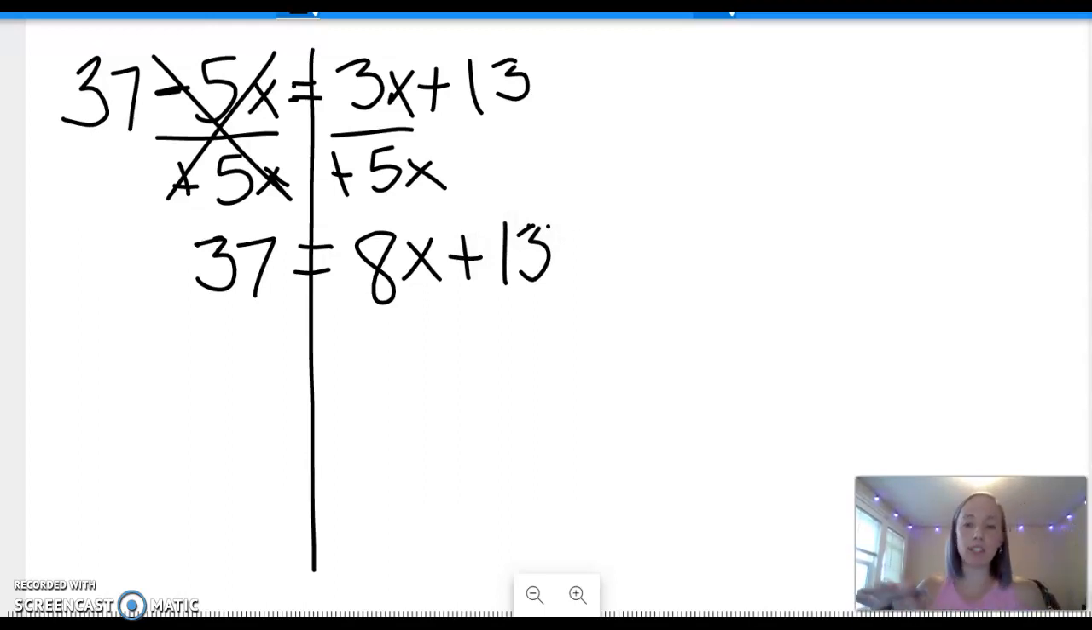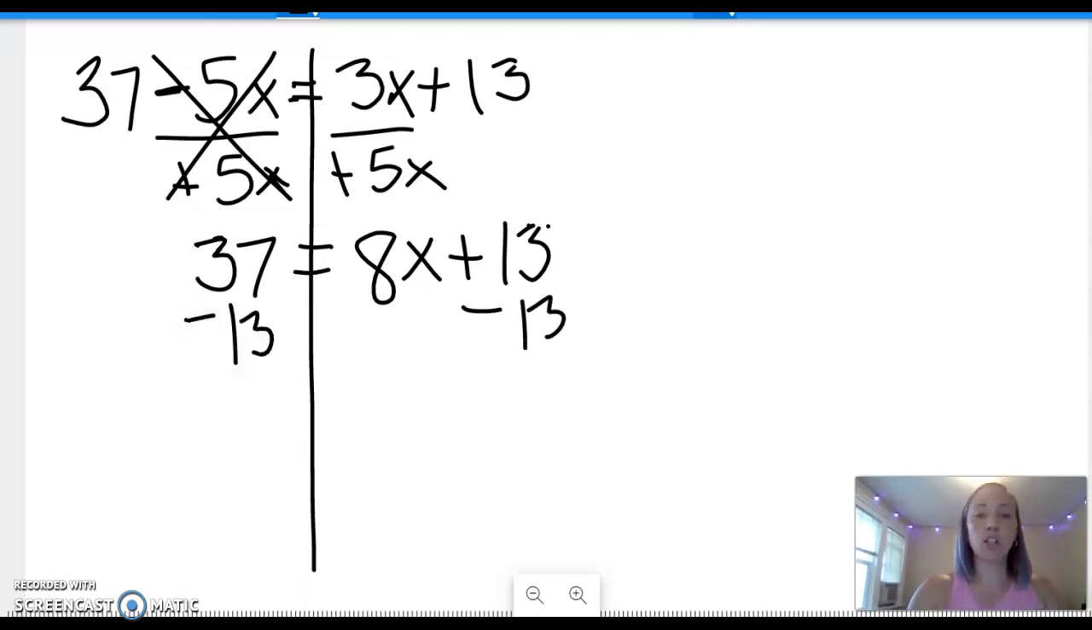Now, I need to deal with that 13. If I moved the 37, I would have nothing left on this side, and that isn't going to help me out. So I need to put the number on the opposite side of my variable. So I moved my 13. Am I going to add or subtract it? Hopefully you chose subtracting because it's the opposite of adding it.